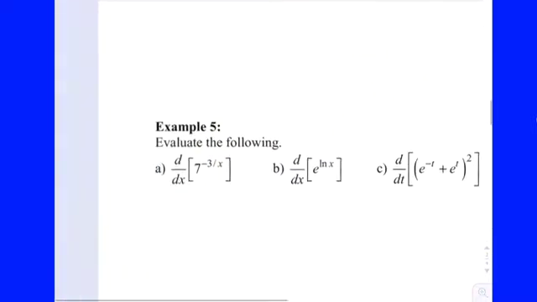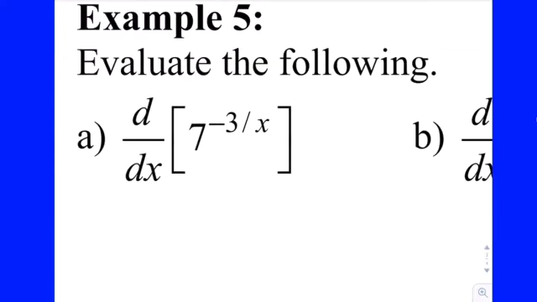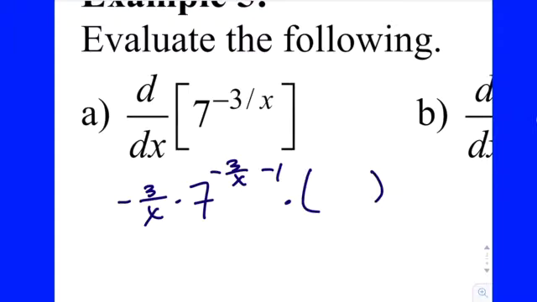Okay, evaluate the following. We have the derivative with respect to x of 7 to the negative 3 over x. How do we know that that's going to be exponential-ish? Yeah, there's an x in the exponent. Now, here's a good answer choice for a test: negative 3 over x times 7 to the negative 3 over x minus 1 times whatever, the chain rule.